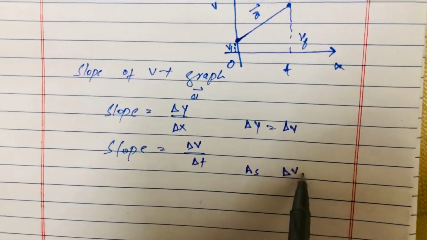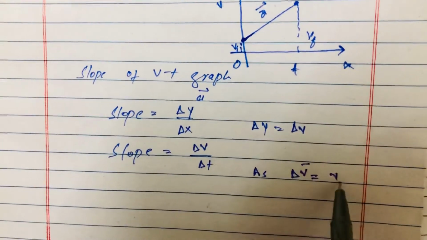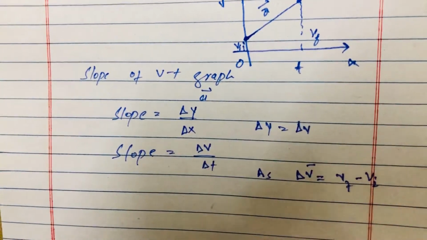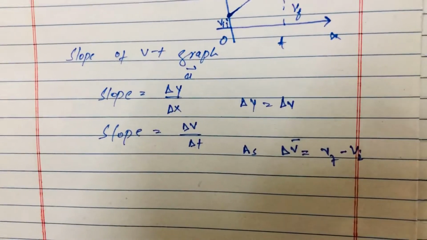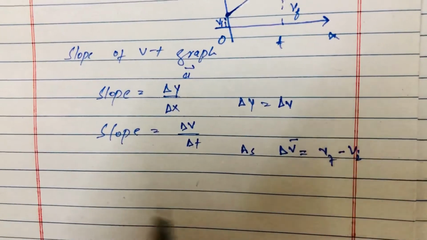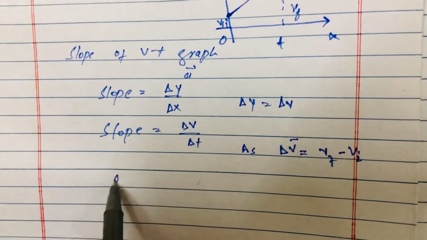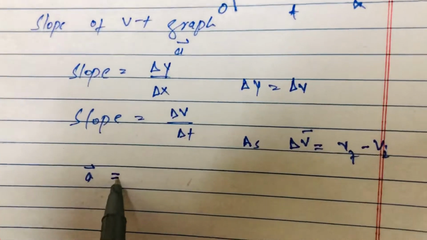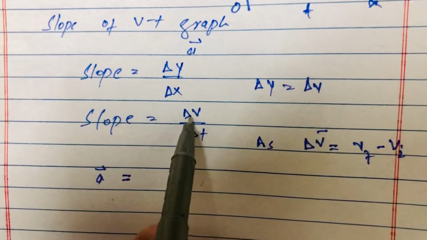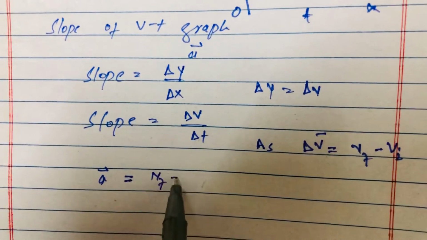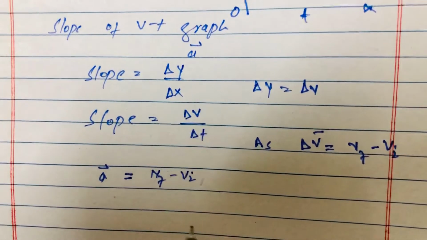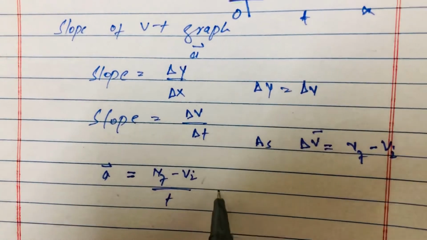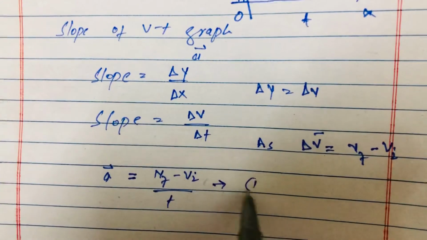Delta v is equal to Vf minus Vi, the body's initial velocity must be subtracted from the final velocity. As the slope is acceleration, we put acceleration instead of slope, and this is equal to Vf minus Vi instead of delta v, and instead of delta t we put simply t. This is equation number first.